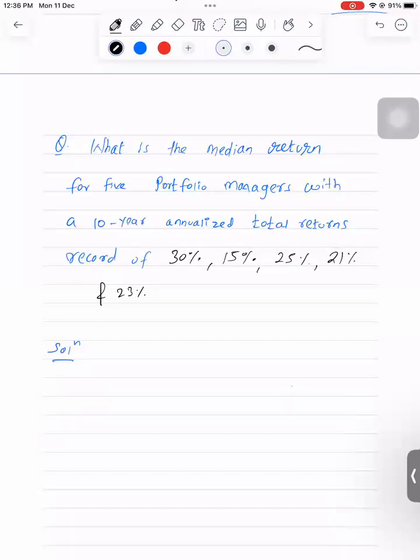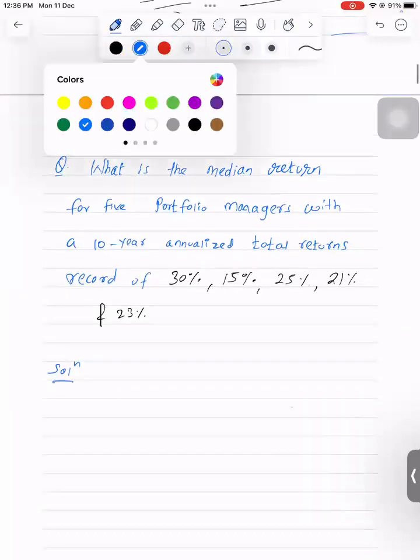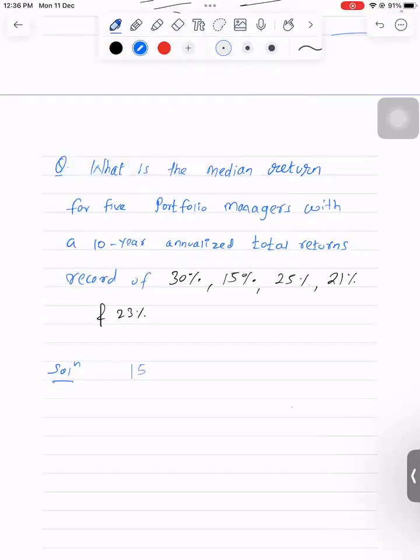Please tell me what answer you got for this. Okay, Saurav, your answer is wrong. First, arrange the data in ascending order. So when you arrange the data in ascending order, the very first number will be 15. Okay, then 21, then 23, then 25, and then 30.